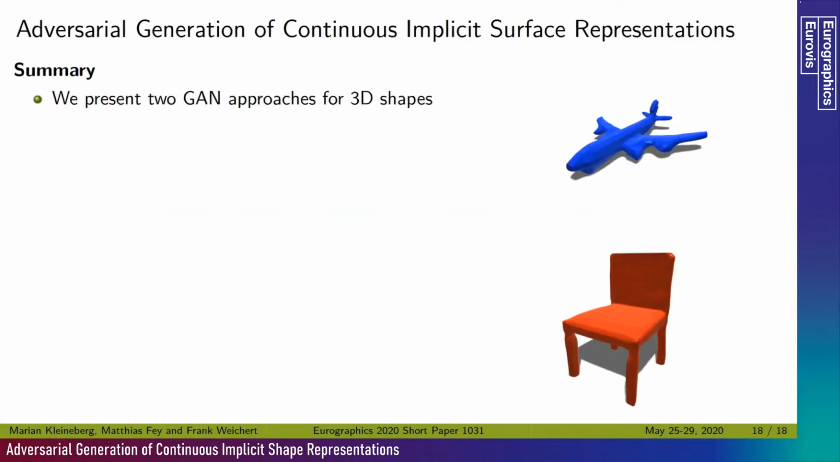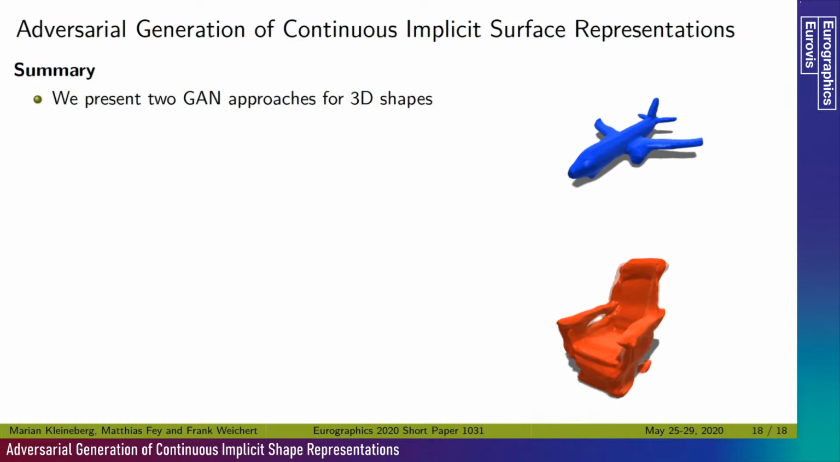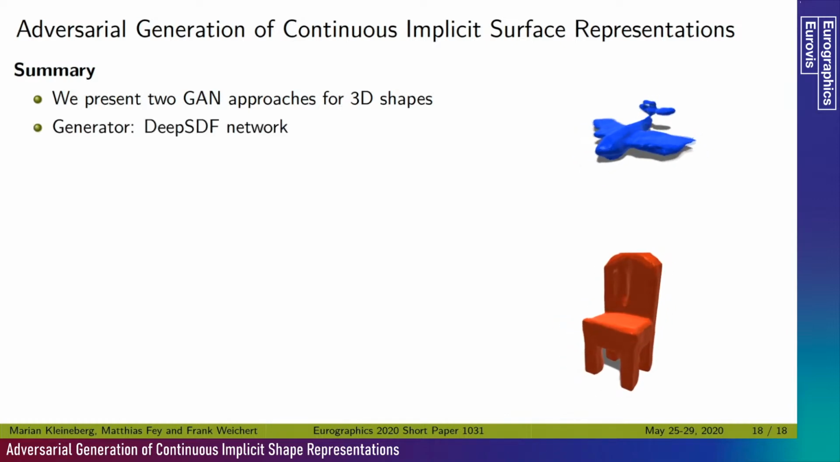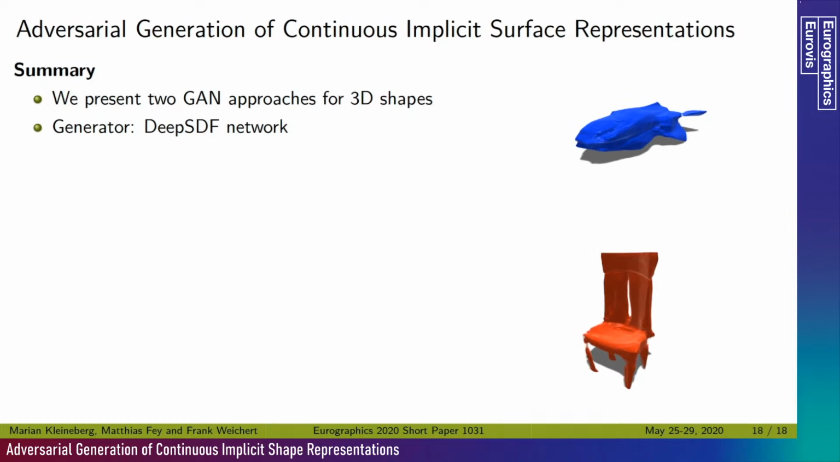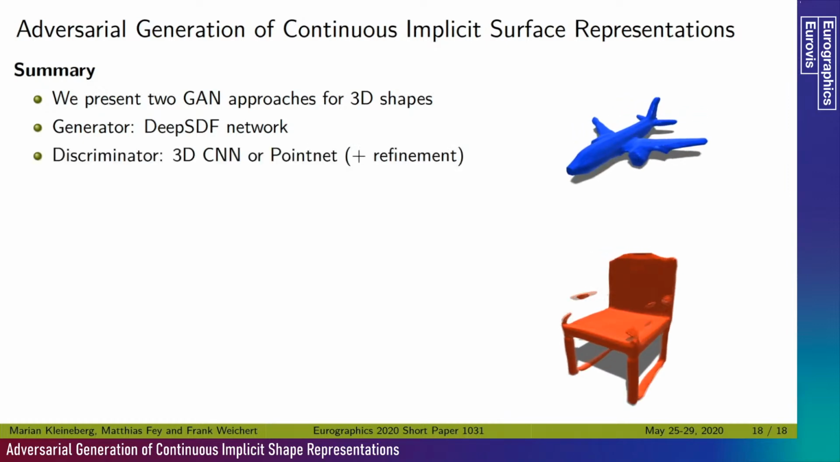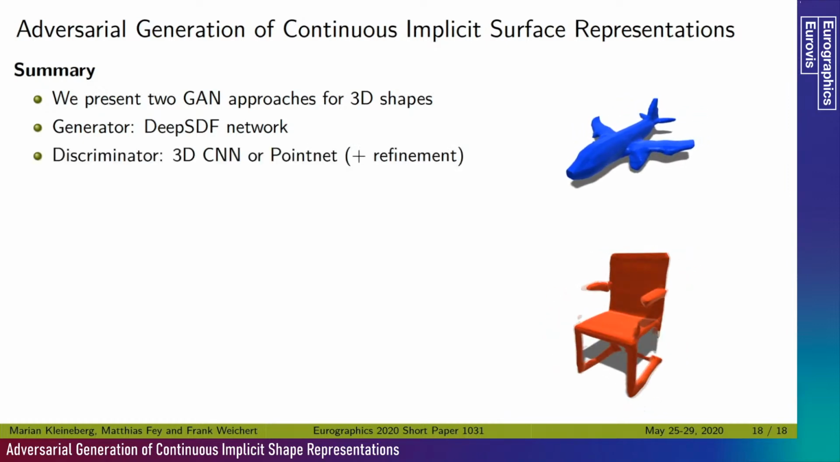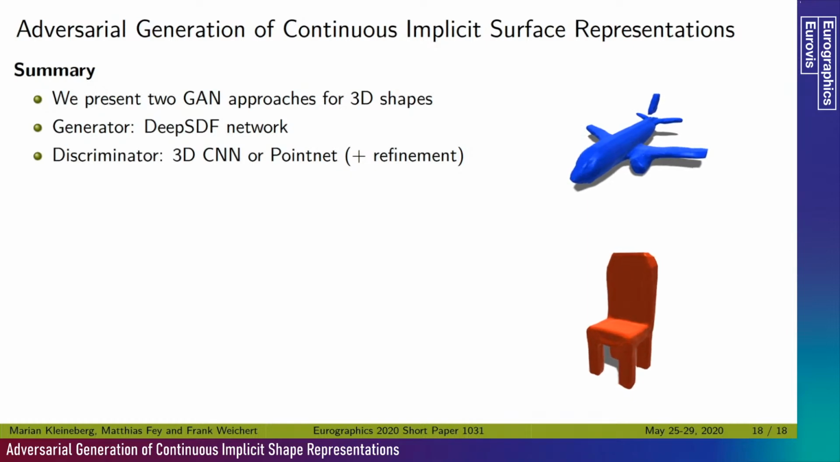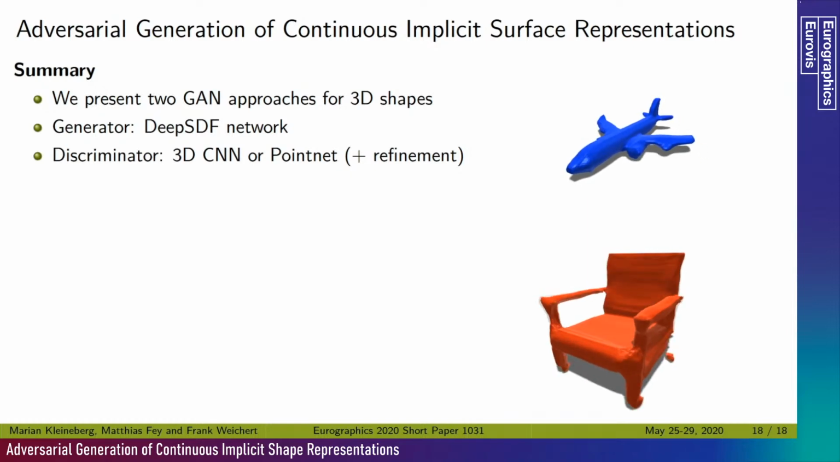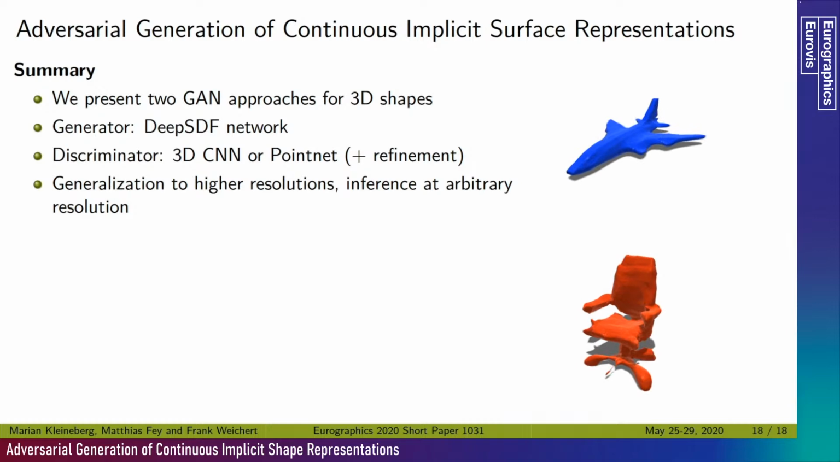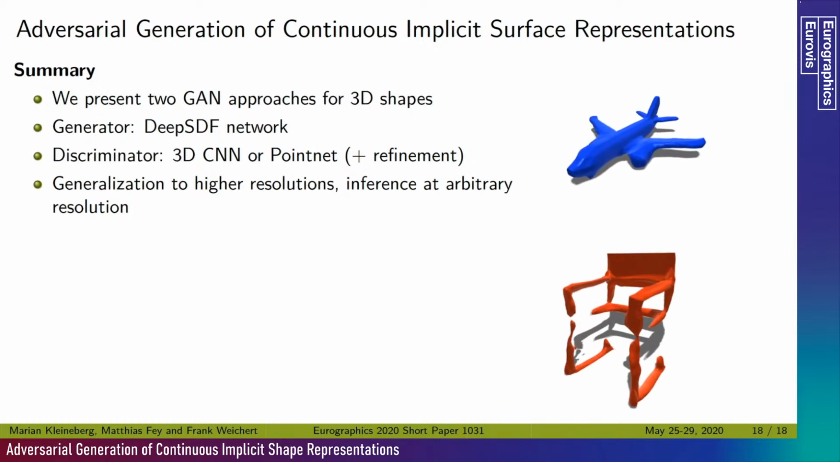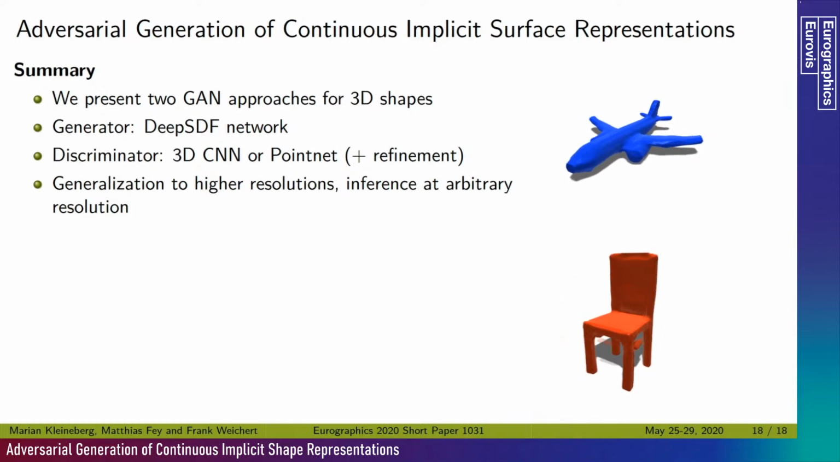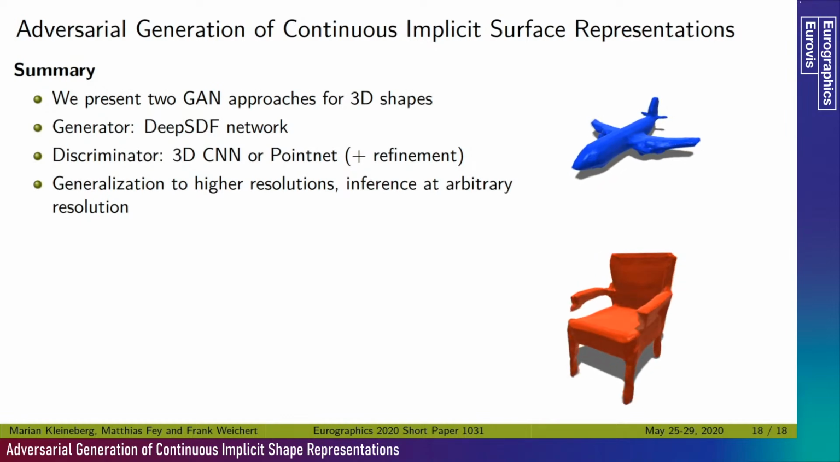In summary, we presented 2 GAN approaches for 3D shapes. Both of them use the DeepSDF network as a generator. One uses a 3D CNN as a discriminator. The other one uses a Pointnet with an optional refinement step. During inference, the DeepSDF network can be queried at arbitrary resolutions. During inference, there is a possibility to generalize to resolutions that are higher than the ones used during training.